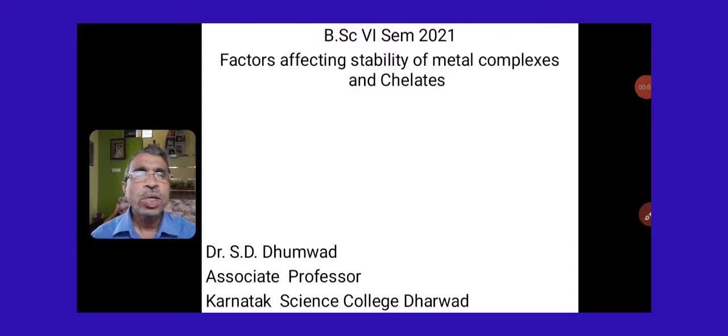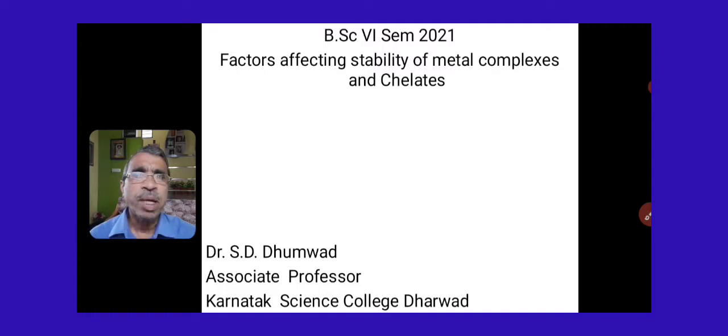Yes, dear students, in the last class we have studied the stability of metal complexes. In stability, we have studied two types: one is thermodynamic stability, another is kinetic stability. And we have also studied that thermodynamic stability and kinetic stability are not interrelated to each other.